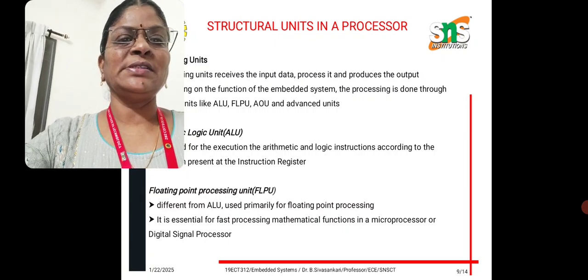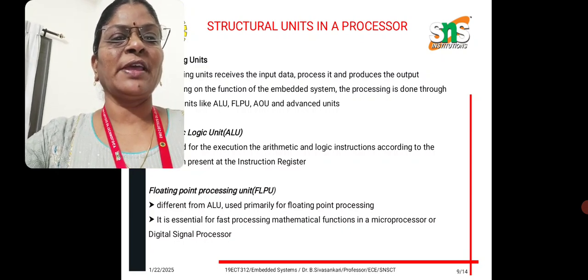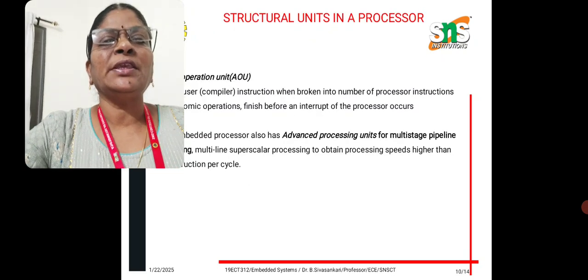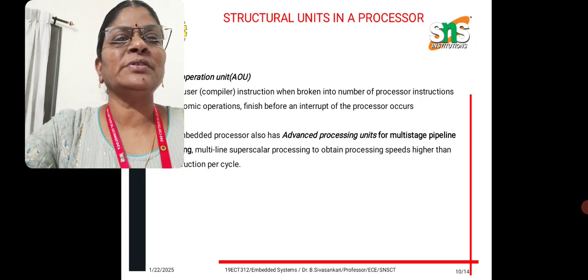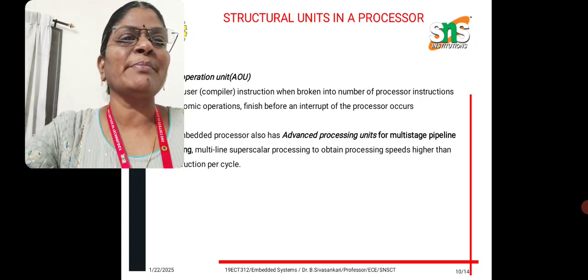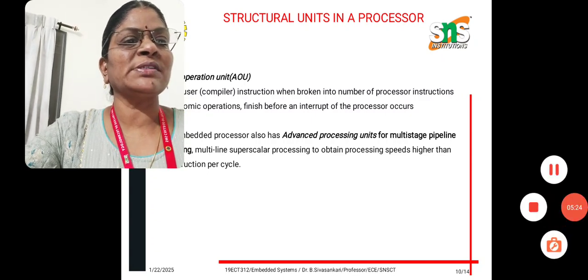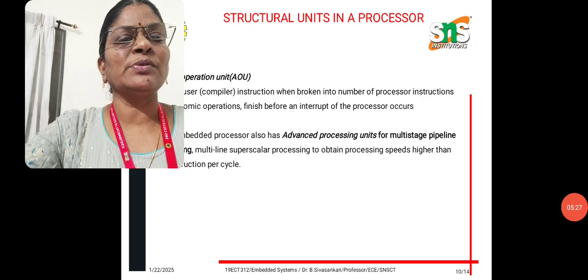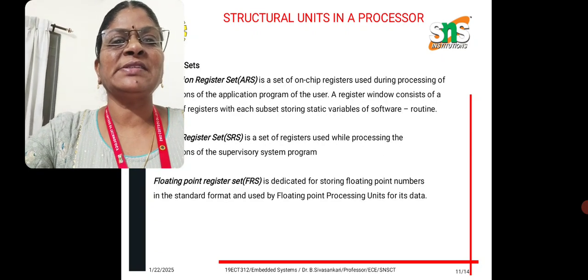And the next one is the floating point processing unit. It is different from the ALU and is used primarily for floating point processing. And the next one is AOU, that is arithmetic operation unit. It is an instruction that is broken into a number of processor instructions. And the next one is advanced processing units for multi-stage pipelining, which is used to obtain processing speeds higher than one instruction per cycle.